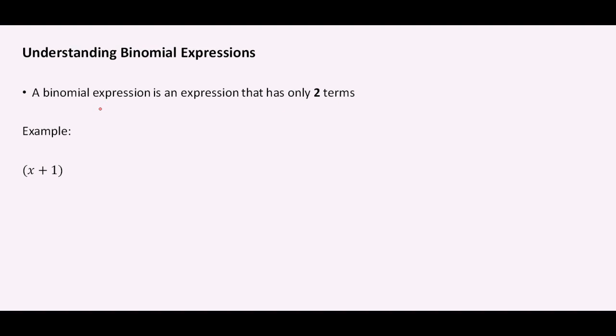A binomial expression has only two terms. Very important to note. An example is x plus 1. Another good example is 2x plus 3p. So you can see here there are two terms, and there are two unique terms. That's an important thing to note. Two unique terms.